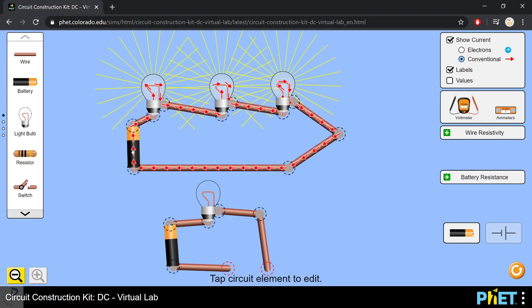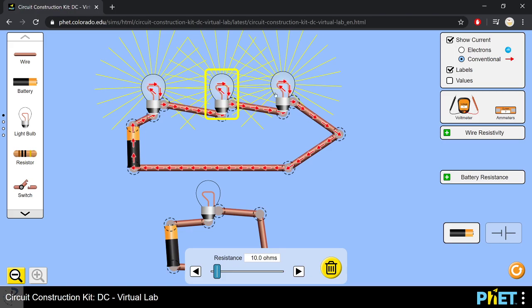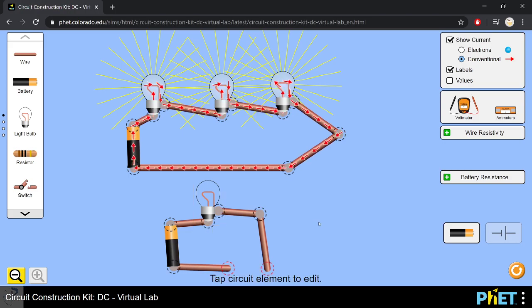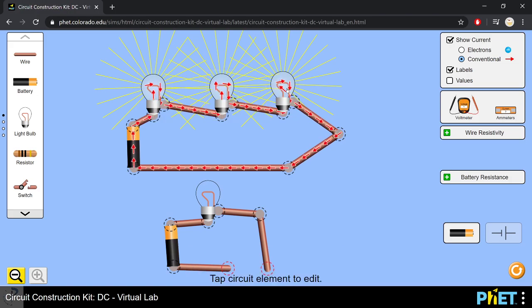All right, let me make sure the values are the same. Remember, this is 30 volts, 30 volts, so the battery's not different. These are 10 ohms, 10 ohms. This is 10 ohms. All right. Okay, so the light bulb is the same. So I connect 3. Now in series, they have to share the voltage. The voltage drop, so whatever this 30 is, this is 30. The voltage drop at the light bulb is 10 volts. Each bulb is dropping 10 volts.